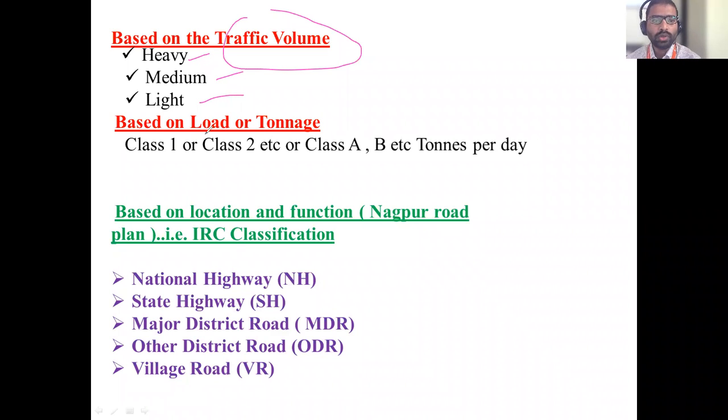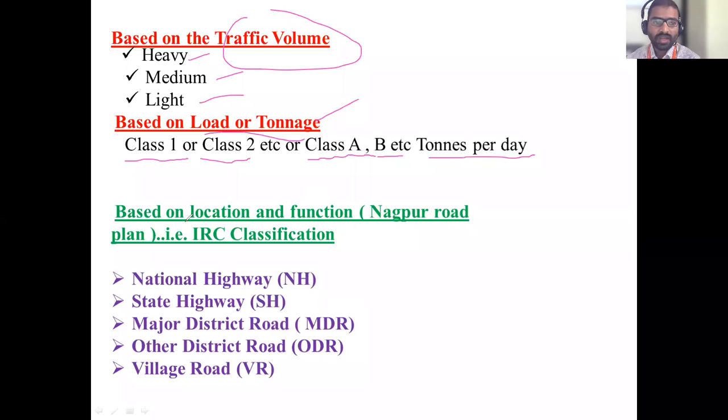Again, based on the load or tonnage coming from the vehicle to the road surface, there are different classifications. One is class 1 roads or class 2 roads, or it may be called class A roads or class B roads, etc. Or tons per road. There may be 100 tons per road, there may be 1000 tons per road. Just there is a classification.